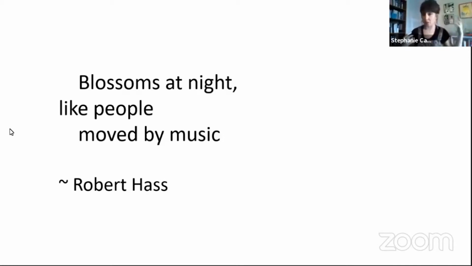I feel the beauty of that image, but it also feels a little lonely almost, a little sad. Blossoms at night, like people moved by music. Like I'm seeing this poet here alone, thinking of these blossoms as people, because maybe the poet's alone, wishing that there was a crowd around him. So it's a feeling, it's a mood, it's that moment looking at these blossoms.